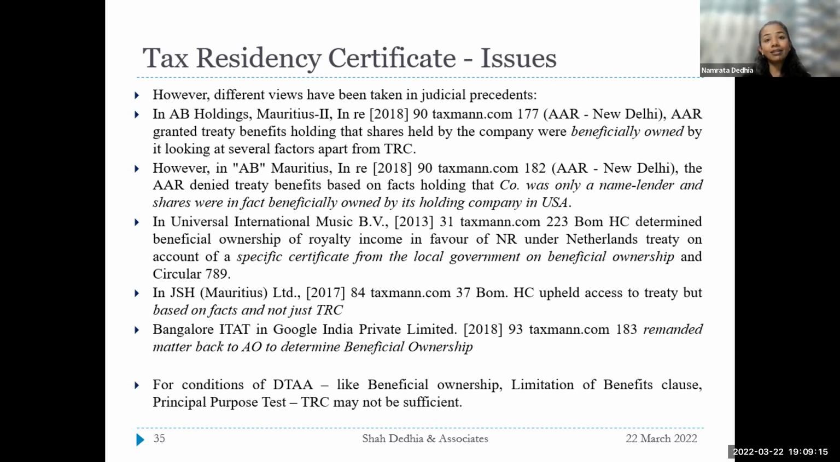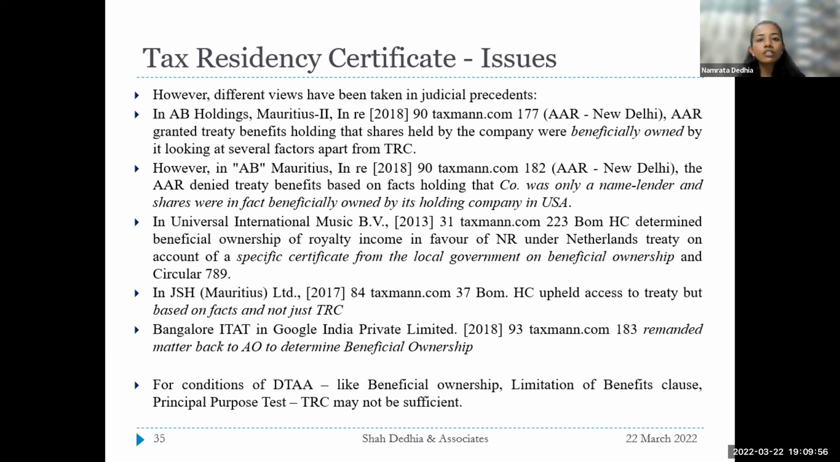Now, all said and done, this sounds good in theory. This sounds very principle oriented in theory. But the fact is that in practice, as a payer, when you are advising your client who is remitting the money outside India, how do you verify beneficial ownership? How do you check whether the principal purpose test under the DTAA is satisfied or not? How do you check whether the limitation of benefits clause under the DTAA is satisfied or not? Even if you ask for information to verify all of these, the vendor is not going to share all of that information with you for a mere payment of a trade transaction.